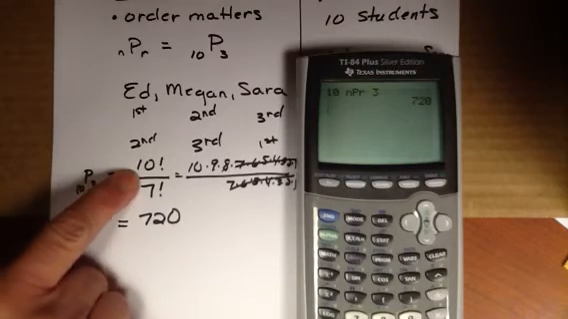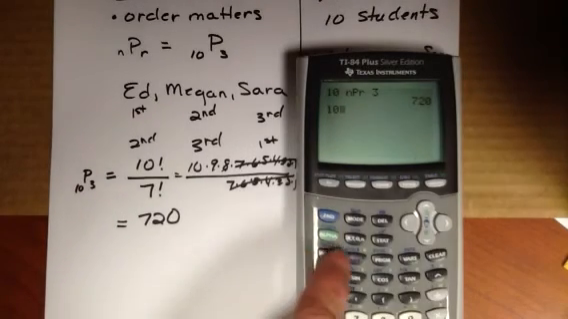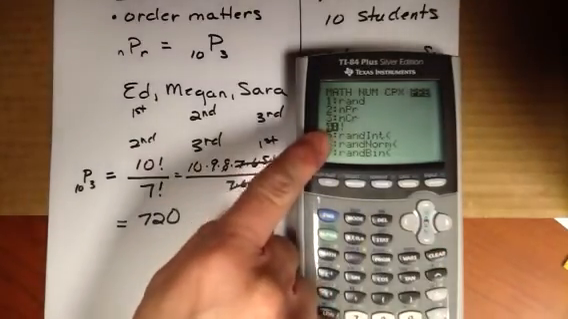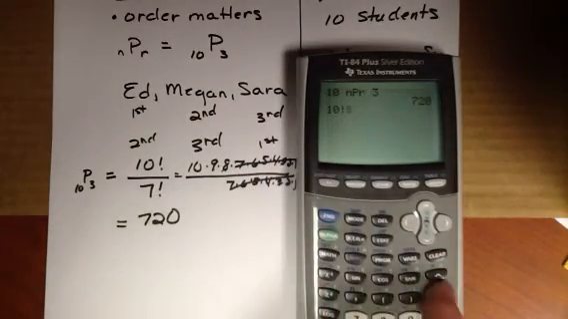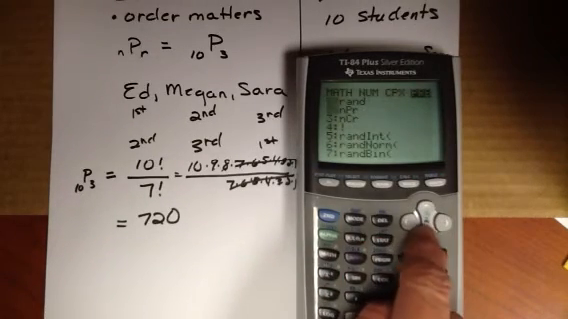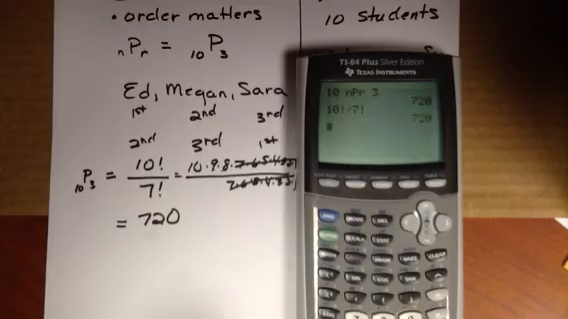However, you can do this also. We can say 10, go to math, PRB, down to the factorial button, divided by 7, math, PRB, factorial, and we still get our 720.